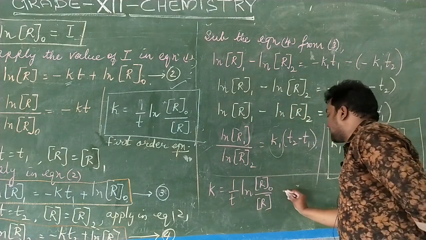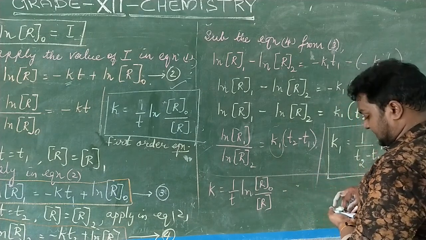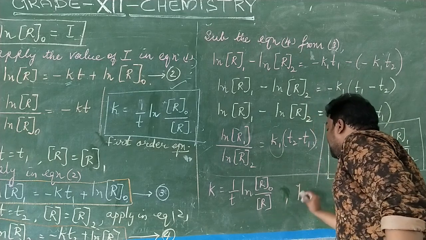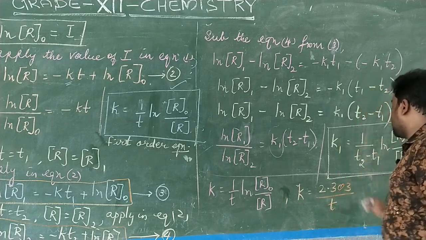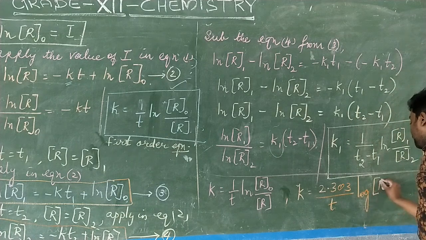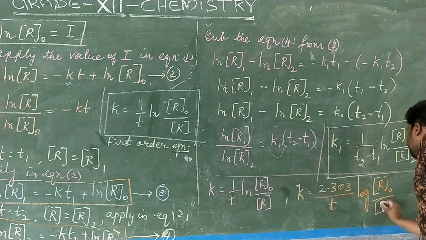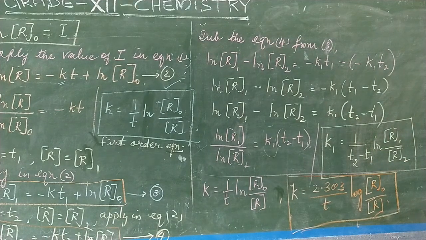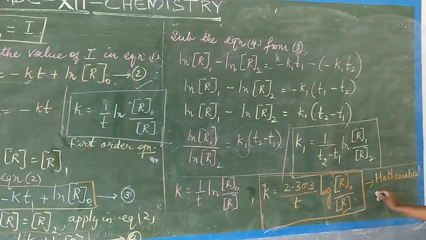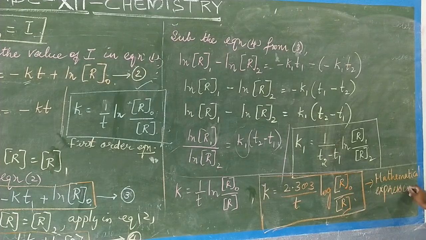Isn't it? Now, how do I change and write this? This can be written as K is equal to 2.303 divided by T value into logarithmic value of concentration of R naught the whole divided by concentration of R. So this is the mathematical expression of first order kinetics, which we will be applying in the numerical sums. Is it all clear now?